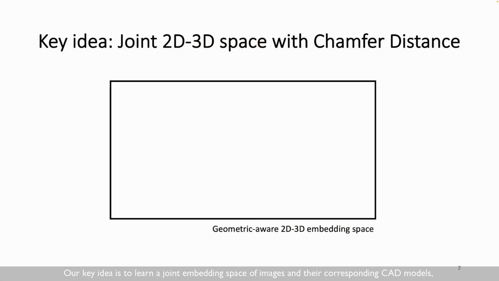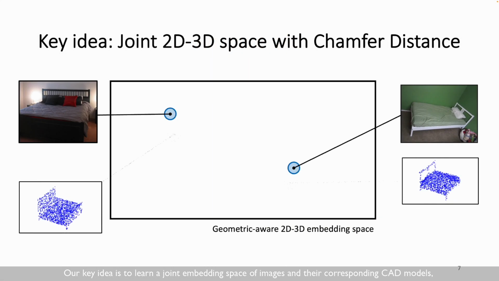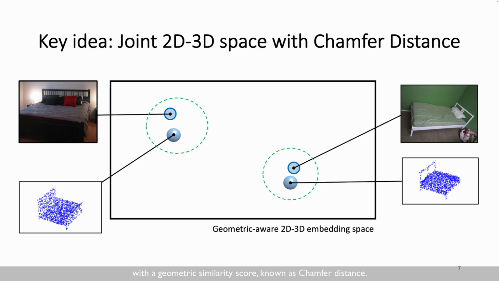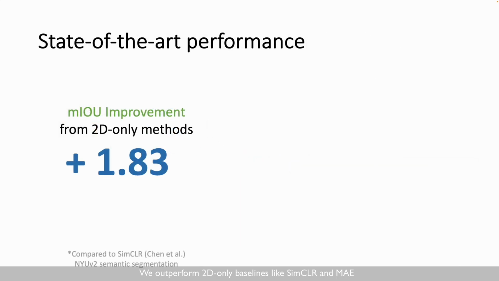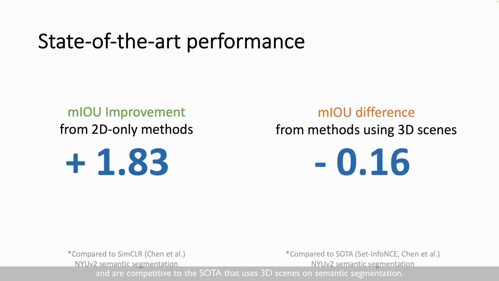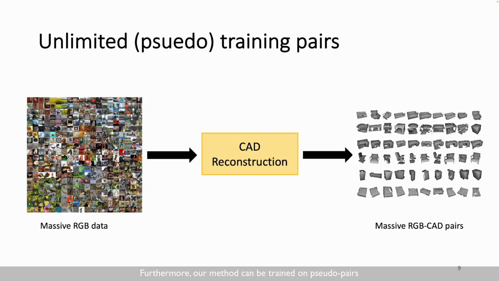Our key idea is to learn a joint embedding space of images and their corresponding CAD models with a geometric similarity score known as chamfer distance. We outperform 2D-only baselines like SimCLR and MAE and are competitive with the SOTA that uses 3D scenes on semantic segmentation. Furthermore, our method can be trained on pseudo-pairs by predicting CAD models from images, allowing much larger training data than competitors.